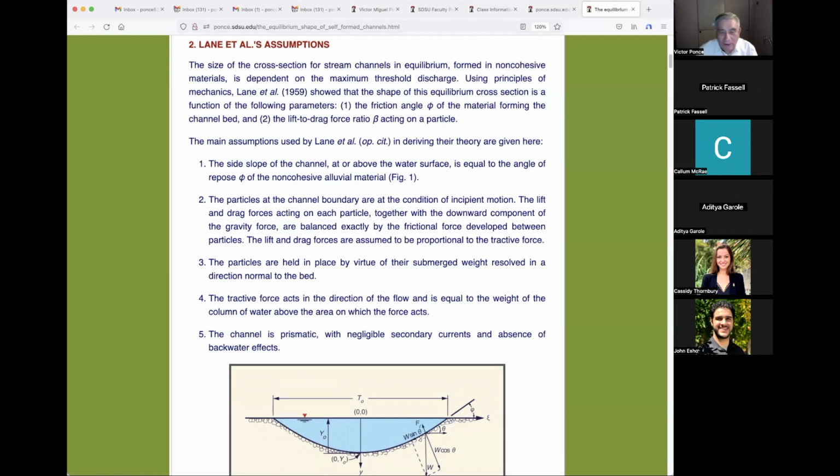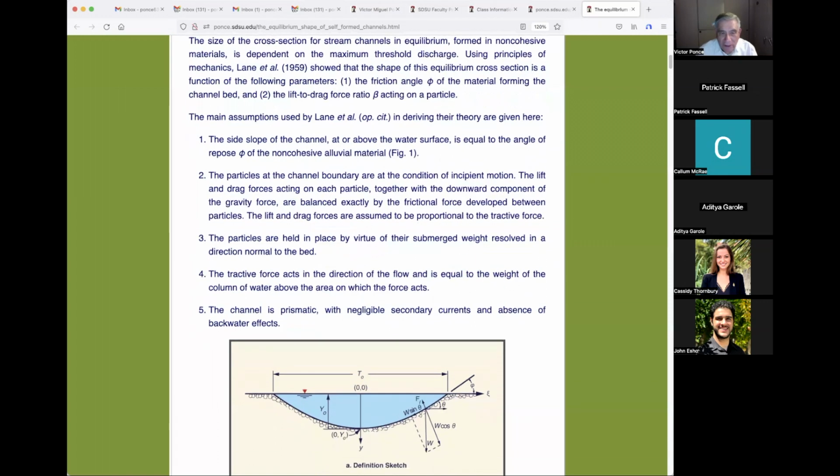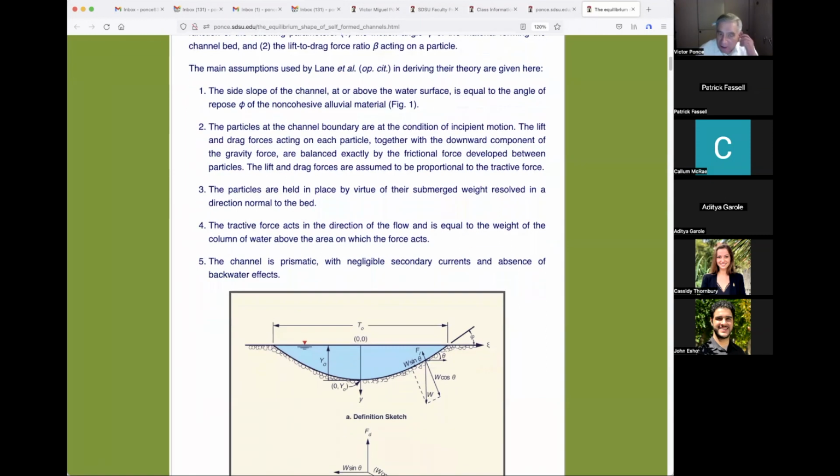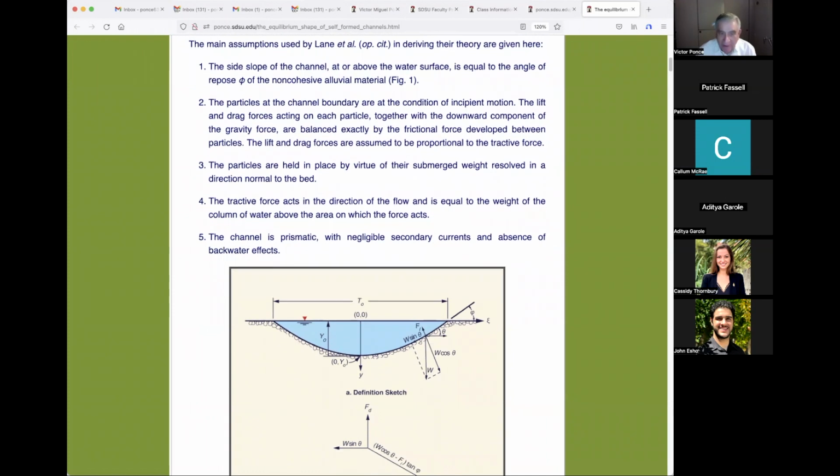The lift and drag forces are assumed to be proportional to the tractive force. The particles are held in place by virtue of their submerged weight, resolved in a direction normal to the bed. The tractive force acts in the direction of the flow, and it is equal to the weight of the column of water above the area on which the force acts. And the channel is prismatic with negligible secondary currents and absence of backwater effects, obviously.